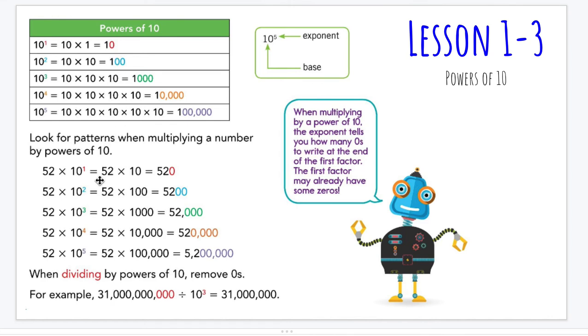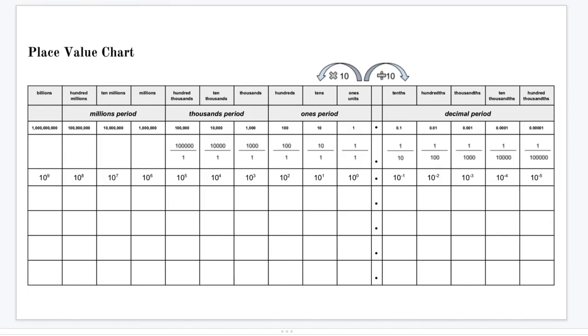So let's practice looking at these patterns below. If I multiplied 52 times 10 to the 1st power, I would simply be doing the same thing as multiplying it times 10, or on this place value chart, hopping 1 place over from where it currently was. So if 52 was placed here and I did times 10 to the 1st power, it would become 520.